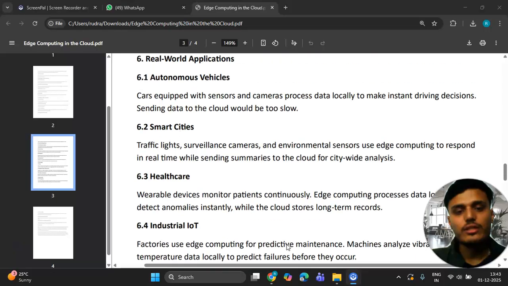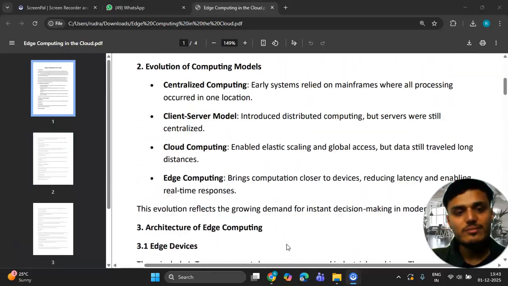This is the edge computing we discussed. So this is an amazing topic.